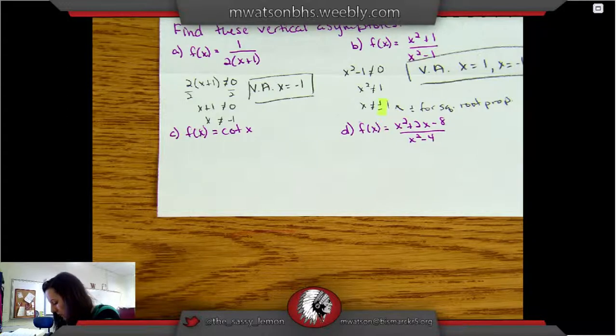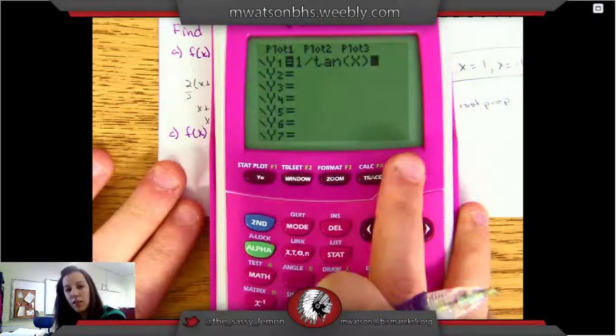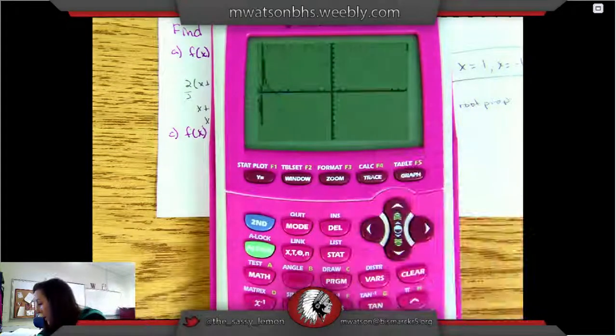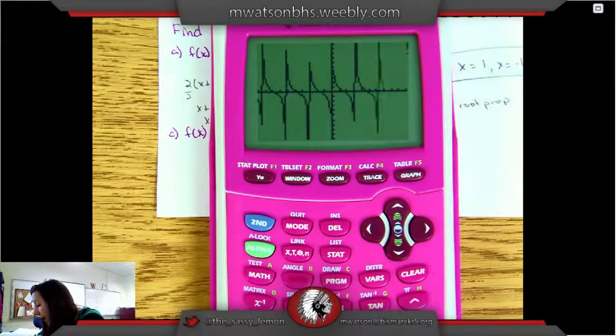Let me type this in. 1 divided by tangent of x. So there's my function. Remember, there's no cotangent button in your calculator, so you have to do 1 over. And when I graph it, holy cow. Okay, graphing calculators have a hard time with cotangent.